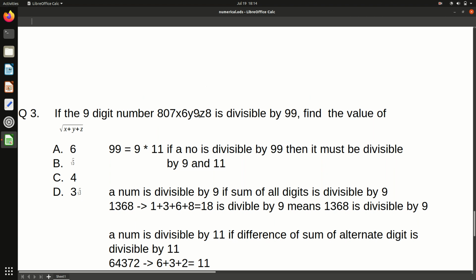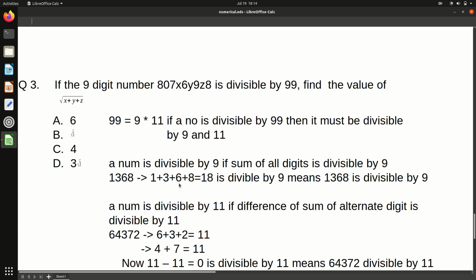Now we will apply the divisibility rule of 9, which says that a number is divisible by 9 if the sum of all digits is divisible by 9. By applying this rule, for any number I give you, you can say whether it is divisible by 9 or not without even dividing it. So this is a simple rule.